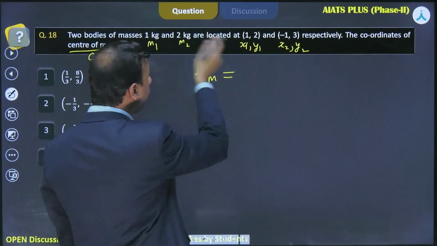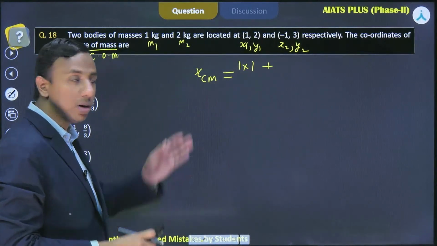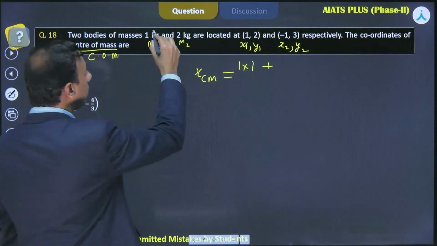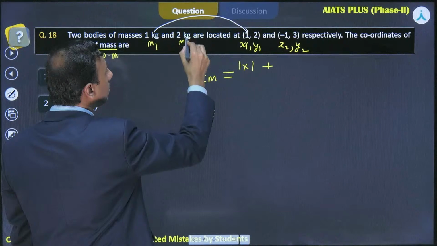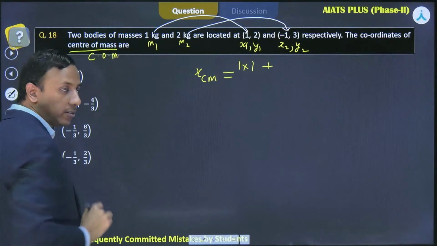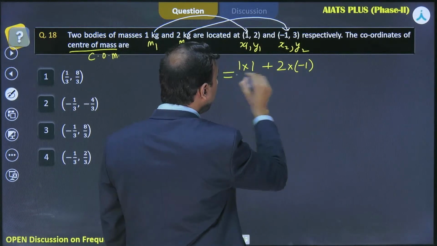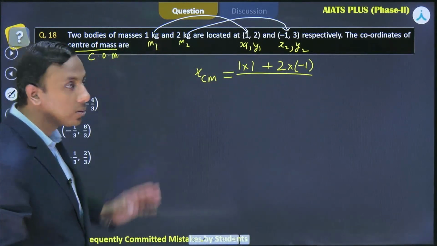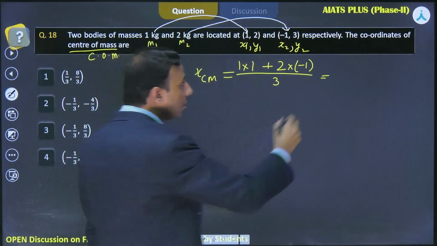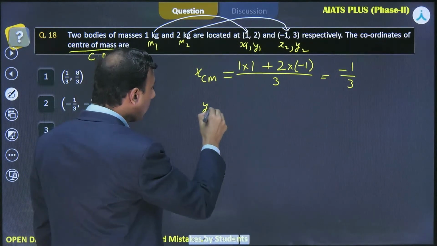Use the formula m1 x1, right? m1 x1. So 1 into 1 plus m2 x2, right? If you want, I can draw arrows like this, right? m1 x1, then m2 x2. Here students generally commit the mistake, simple multiplication, right? So 2 into minus 1 upon total mass is how much? 1 plus 2, 3 kg. So divided by 3. Just have to solve it. See what, 1 minus 2, minus 1 by 3. Very simple calculation.